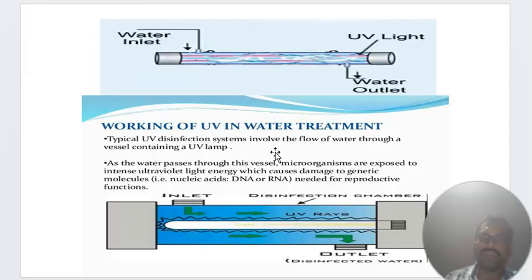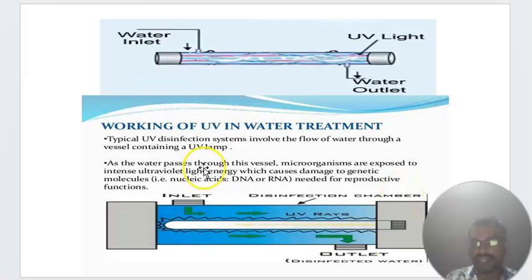Passing of UV light kills the microbes present in the water. You can see that a typical UV disinfection system involves the flow of water through vessels containing a UV lamp. As the water passes through these vessels, the microorganisms are exposed to intense ultraviolet light energy, which causes damage to genetic molecules like nucleic acids, DNA and RNA, needed for reproductive functions.